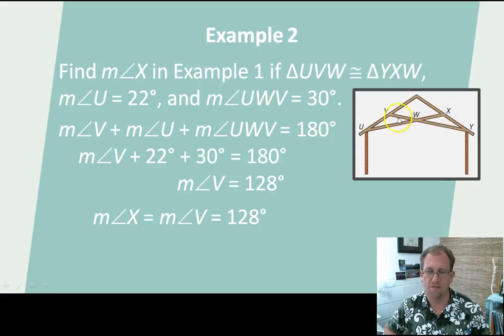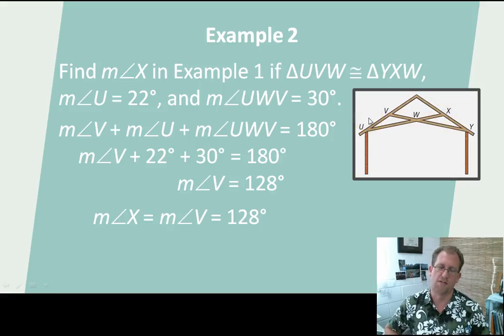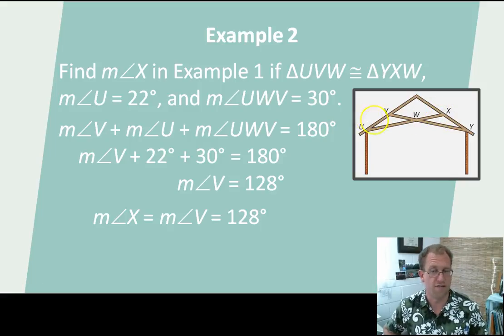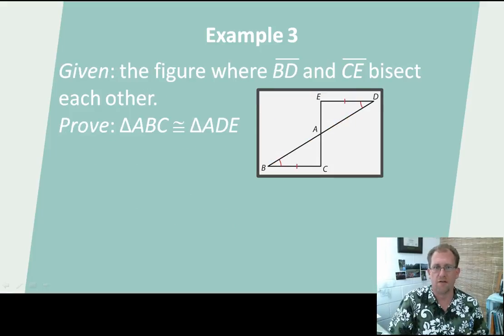And because X and V are corresponding parts of congruent triangles, then they are congruent. And so if angle V is 128, then so is angle X. All right, let's look at another example here.